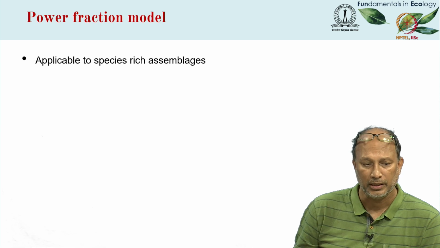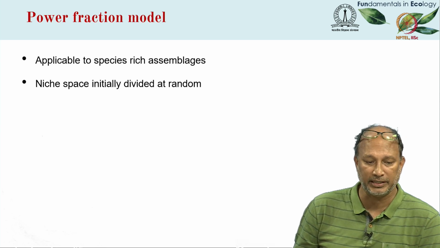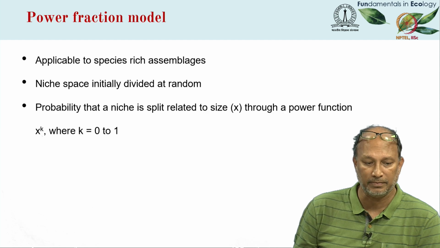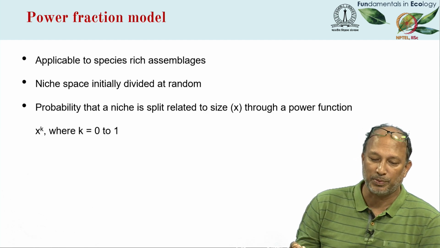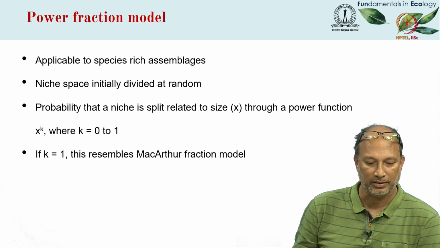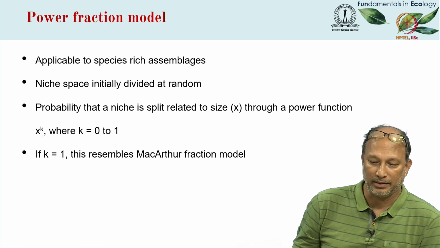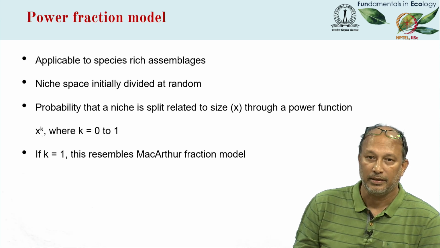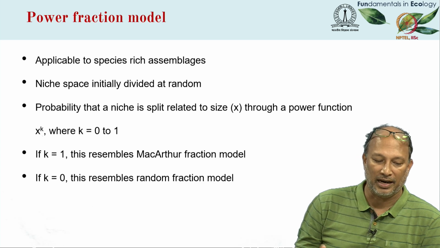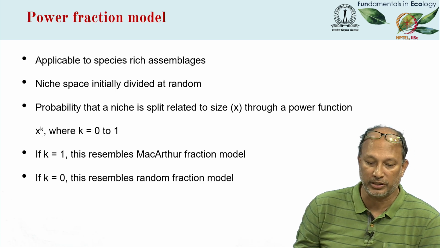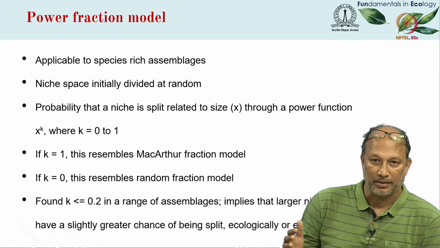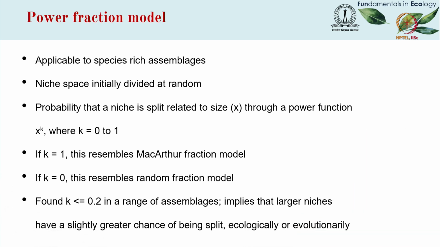Tokeshi's power fraction model is often applied to species-rich assemblages. It's divided initially at random, and the probability of a niche being split is related to its size through a power function. And if k is equal to 1 in this function, this essentially reduces to the MacArthur fraction model, and if k is equal to 0, this reduces to the random fraction model. They actually found that k was equal to more than 0.2 in a range of assemblages, implying that larger niches have a slightly greater chance of being split ecologically or evolutionarily.